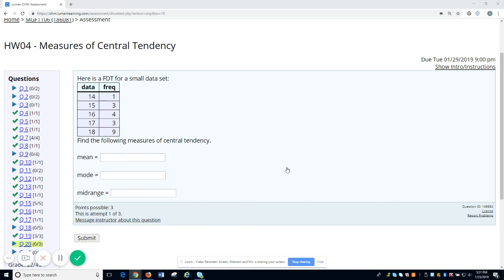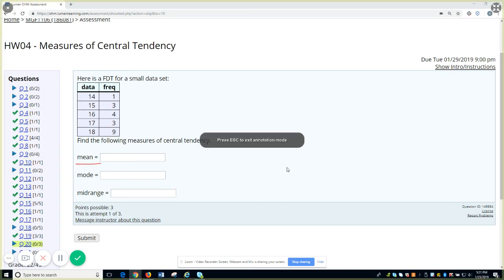Okay, so in this question, we have to figure out each measure of center, except for the median. We need to find the mean, the mode, and the mid-range. A good review of all the measures of center, except for the median. And the data is given to us in the frequency table.